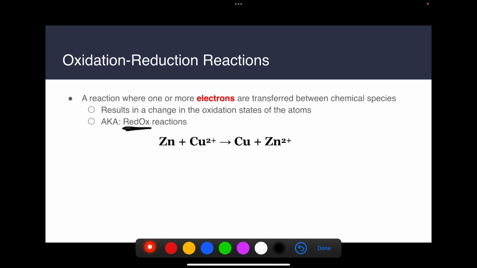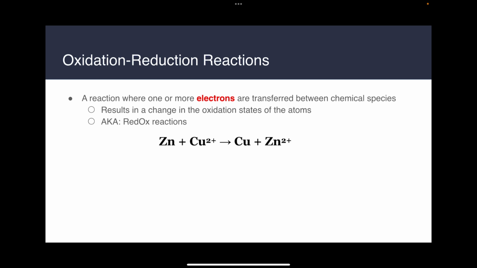Let's consider this example here. Here we have a neutral zinc atom and a +2 copper ion. In this reaction, we see that the zinc atom has become a charged zinc ion and the copper ion has become a neutral atom. That means electrons must have been transferred. In this case, 2 electrons were transferred from zinc to copper because zinc became Zn2+ and copper went from being 2+ to being neutral.